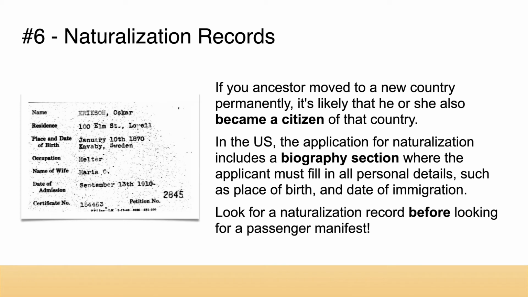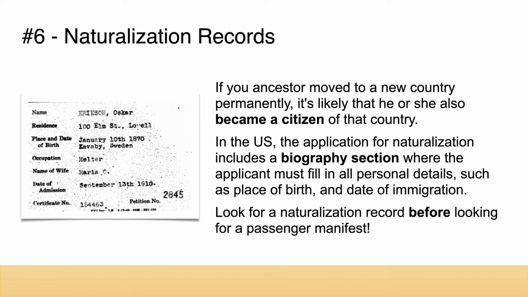The next idea is to look for naturalization records, because if your ancestor moved to a new country permanently, it's very likely that he or she also became a citizen of that country. I received American citizenship myself not too long ago, and though the process may have changed a bit since your ancestor applied, one thing remains the same: lots and lots of paperwork. And lots of paperwork translates to a lot of information. So you want to take it upon yourself to see if you can find a naturalization record for your ancestor.